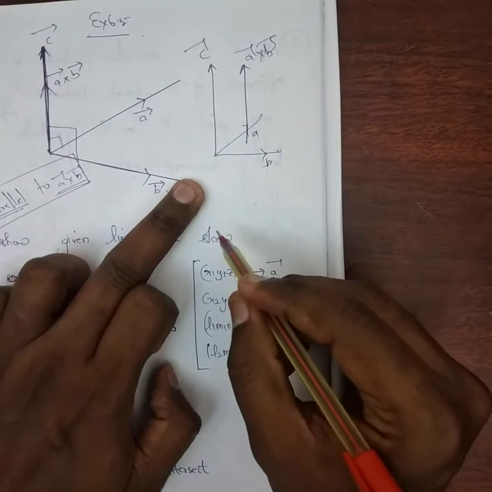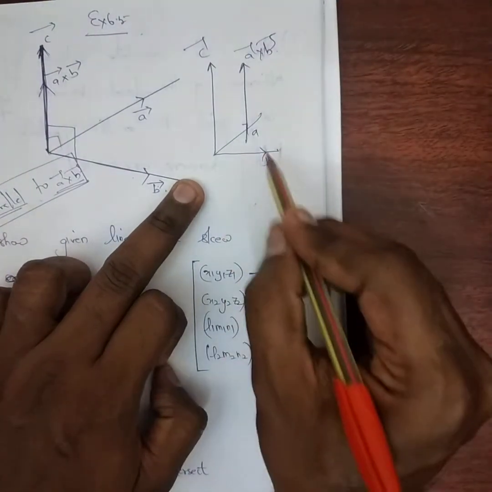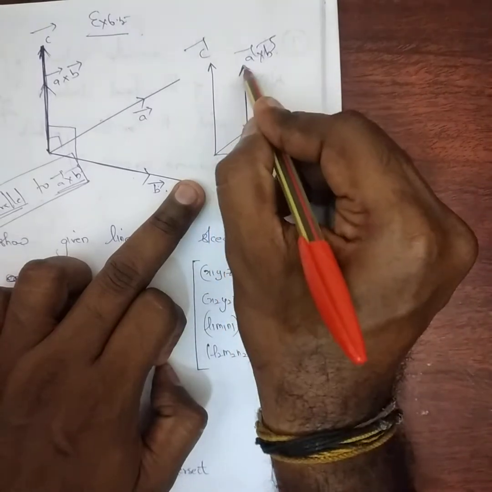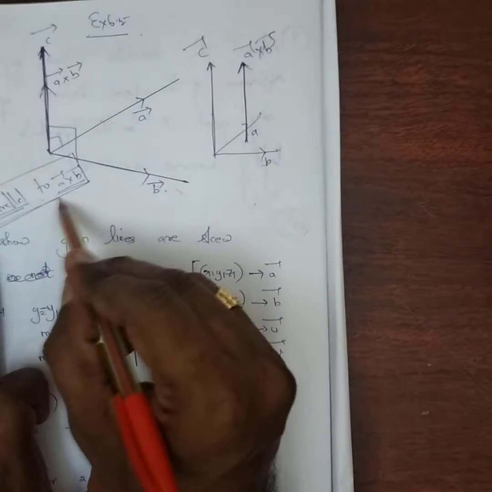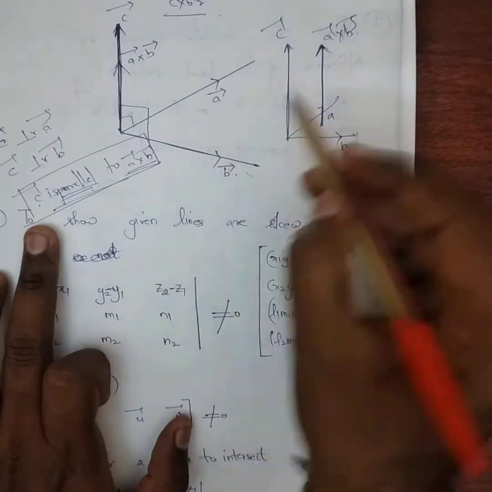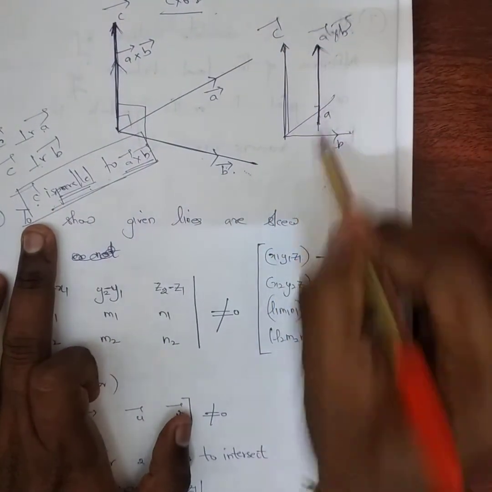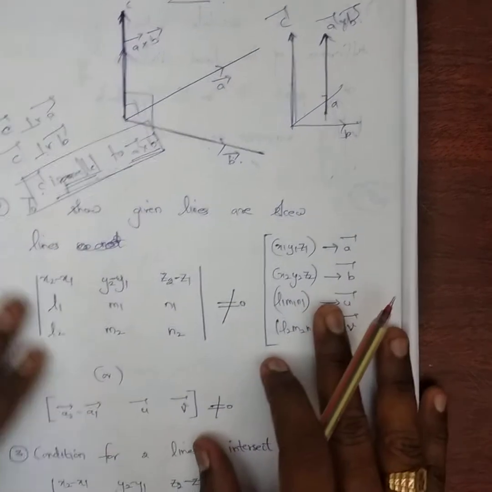I have taught you this once upon a time. This is A vector, B vector, and this is A vector cross B vector. This C vector and A vector cross B vector are parallel. C vector is parallel to A vector cross B vector. So you need to know this.